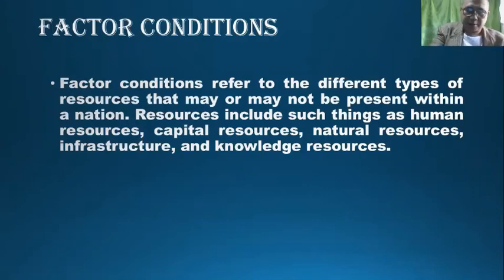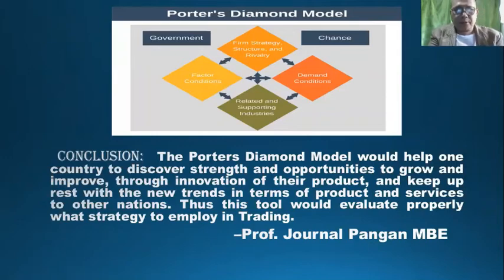Okay, this is the factor conditions, which includes human resources, capital resources, natural resources, infrastructure, and knowledge resources. So looking back at Porter's diamond, we have the firm strategy here, structure of the firm, and its rivalry in its competitors. What is the demand conditions or the home demand market?